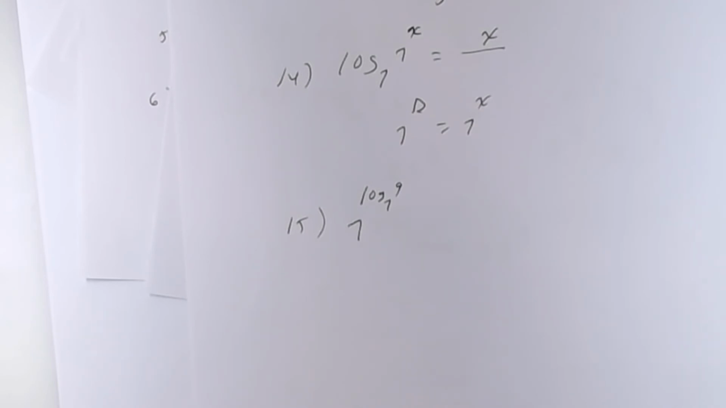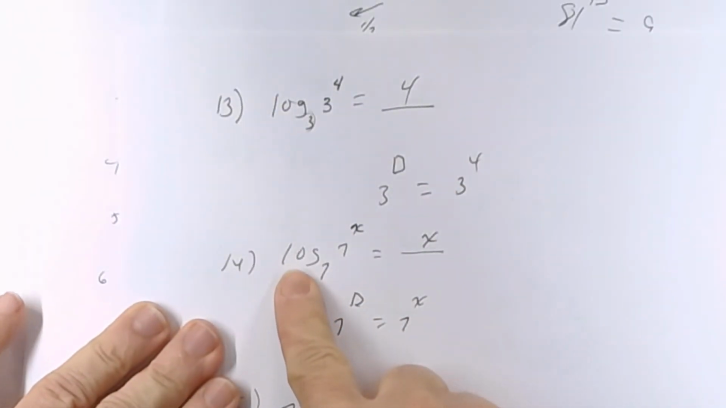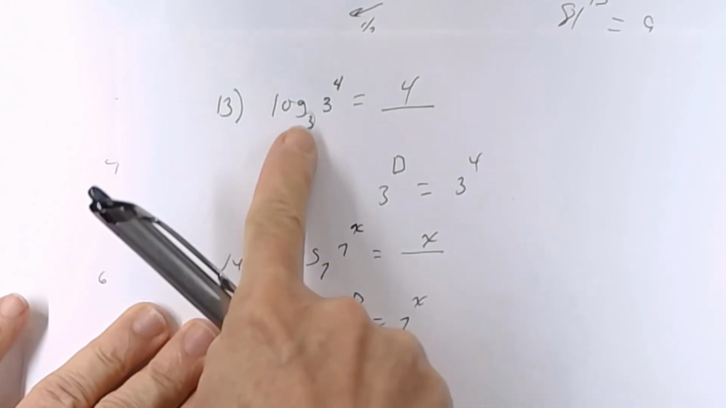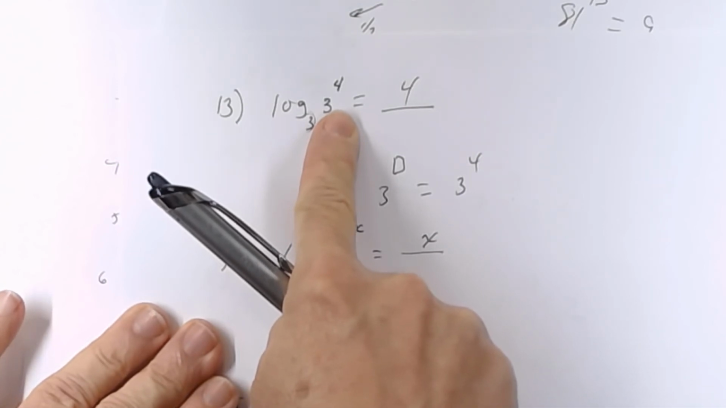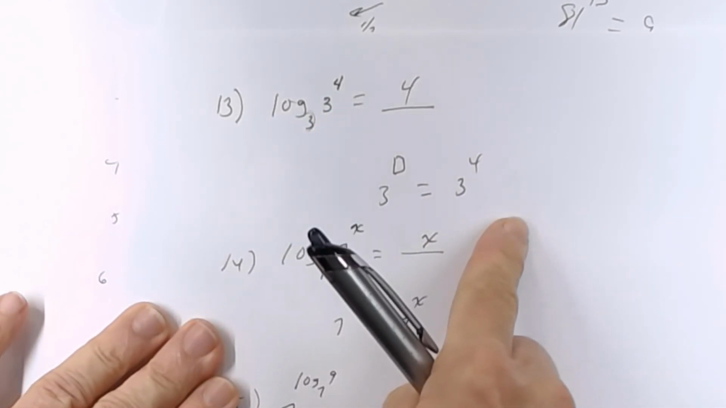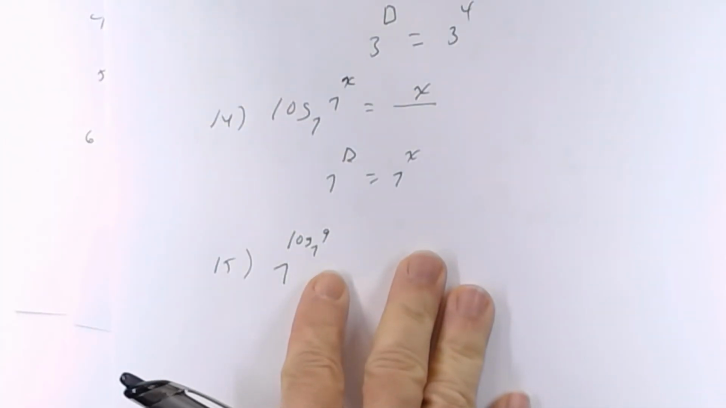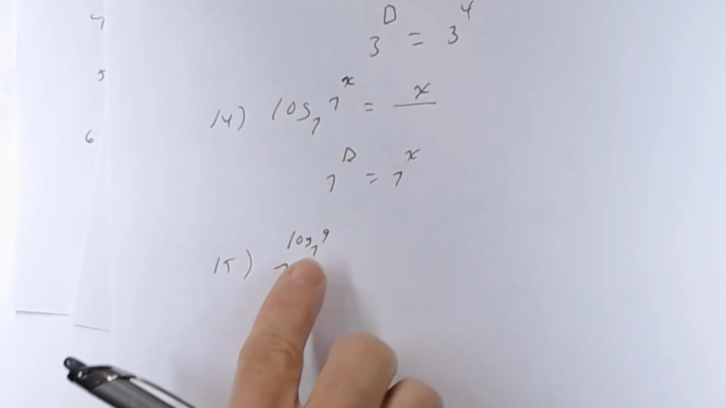All right, that one is a little bit more confusing. In terms of understanding, for numbers 13 and 14, it's understandable why those are the answers. It makes sense because I said 3 to what power is 3 to the 4th, and we know that when the bases are the same, the exponents have to be equal to each other. Here, it really doesn't make sense at first, because it's not written as a log, it's written as an exponent. The log is in the exponent.